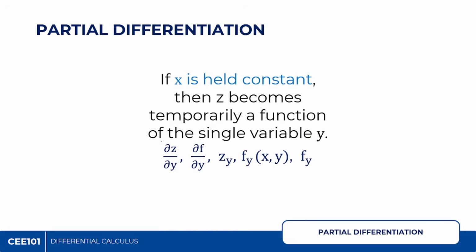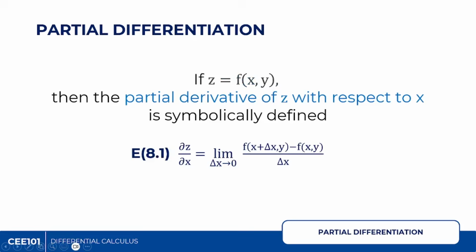So, ano naman yung mga symbols nito? Ito, partial derivative of z with respect to y, or df with respect to y, no? We have zy or f sub y and function of x and y. Then also this one, f sub y. So, these are just synonymous terms, okay? Now, if z is a function of x and y, then the partial derivative of z with respect to x is symbolically defined as this one.